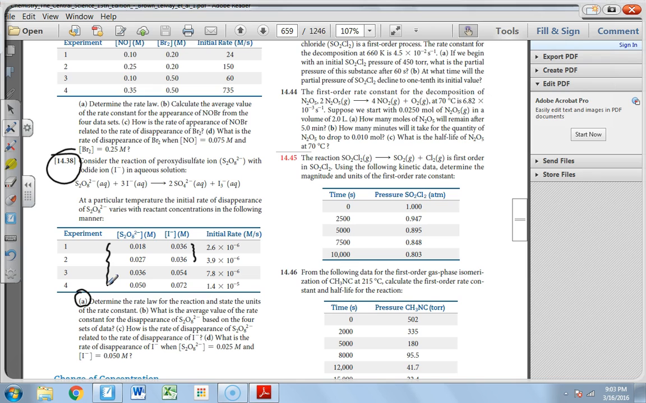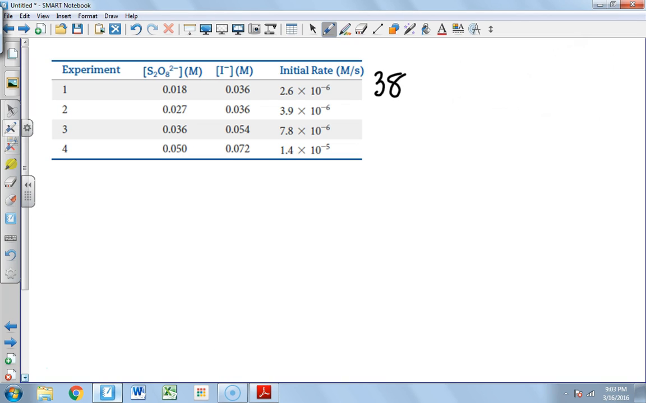Now, you shouldn't have any issue with this because you can always revert back to the rate law in order to solve a problem like this. So let's take a look. What I've done is copy the data over here. This is question number 38, and we want to know what the rate law is.